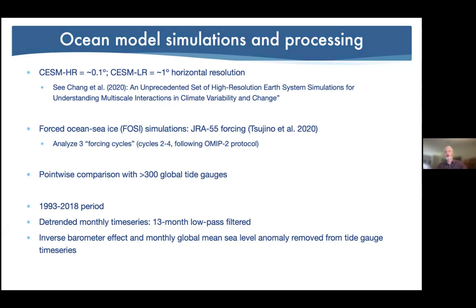So we look at over 300 tide gauges. I'm only going to show a couple today, and I'm going to look at regionally aggregated results. When the paper comes out, or when you get a chance to look at it, you can see the comparisons in more detail.